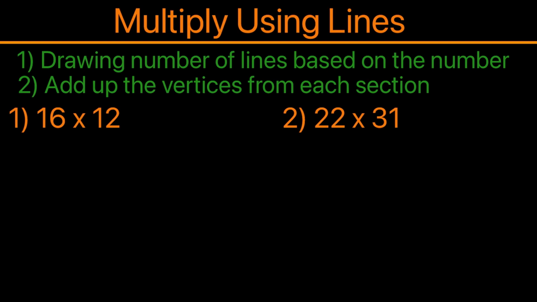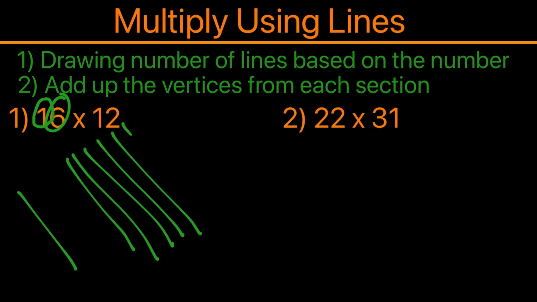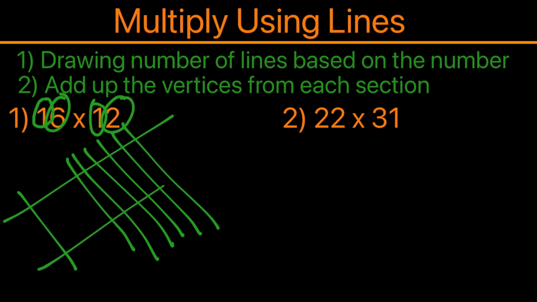For the first example, we have 16 times 12. The first step is we're going to look at the 1 and draw one line here. Next, we have 6. We're going to draw 6 lines: 1, 2, 3, 4, 5, 6. Now for the second number, the first digit is 1, so we're going to draw one line here. And the second digit is 2, so 1, 2, like so.